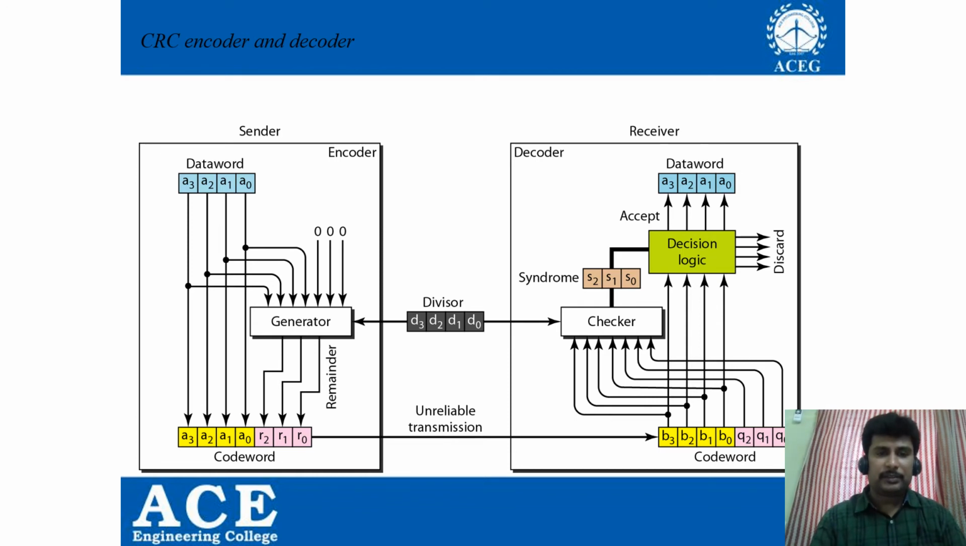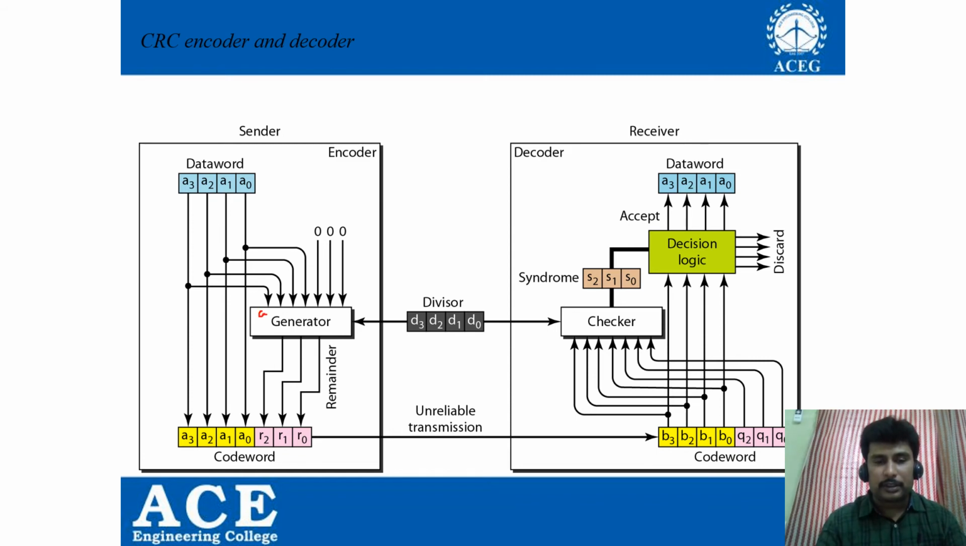Let us first assume the data word which we would like to transmit is referred to as A3, A2, A1 and A0. Here n is equal to 7 and k is equal to 4. How many redundant bits are required? 3. We represent those redundant bits as R2, R1 and R0. Initially we make an assumption that the R2, R1, R0 values are 0, 0, 0.